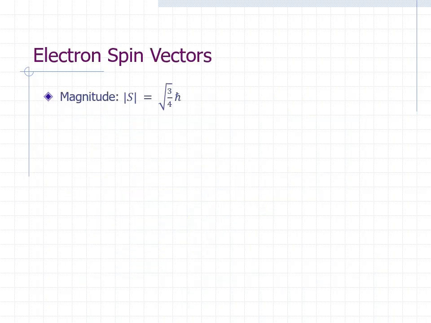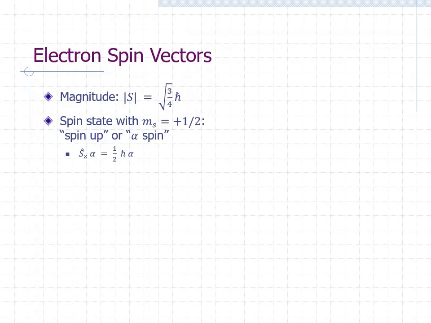Let's now take a look at how electron spin is represented as a vector. For an electron, we know that the spin quantum number s is equal to 1/2. As we have seen earlier, this means that the magnitude of the spin angular momentum is given by the square root of 3/4 times h bar. We have also seen that there are two possible spin states. The first corresponds to m sub s equal to 1/2. This is commonly referred to as spin up or the alpha spin state. In this case, the eigenvalue of the S sub z operator is 1/2 h bar.